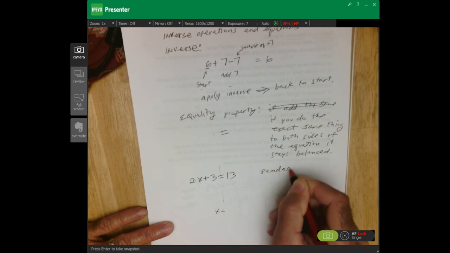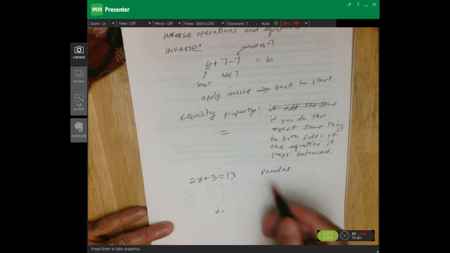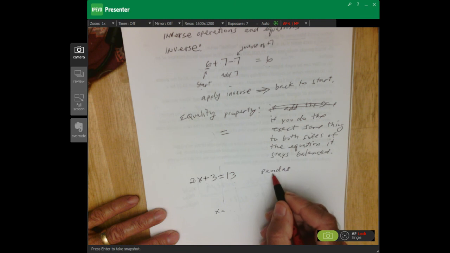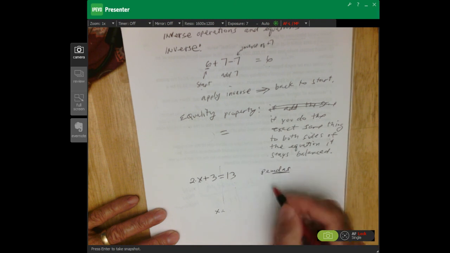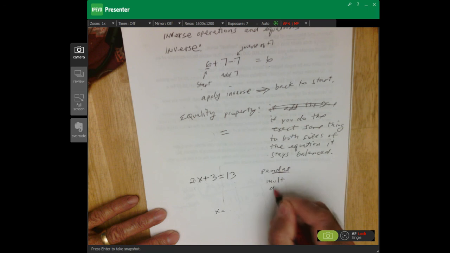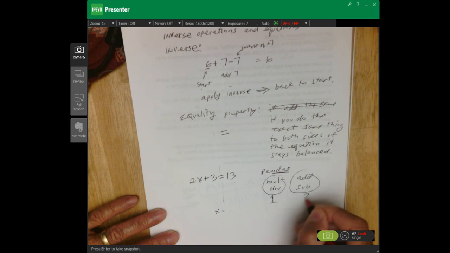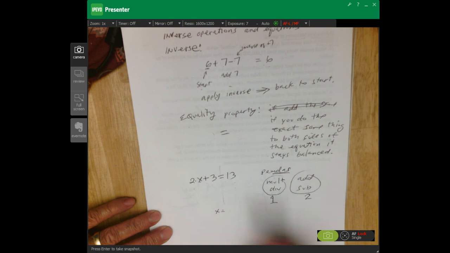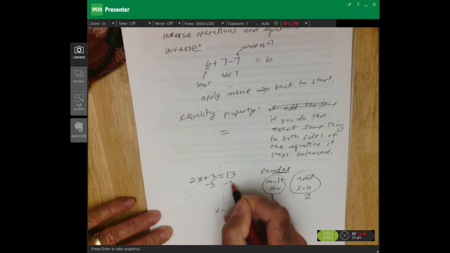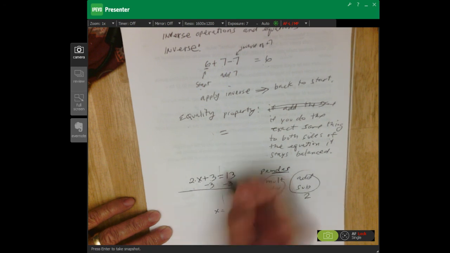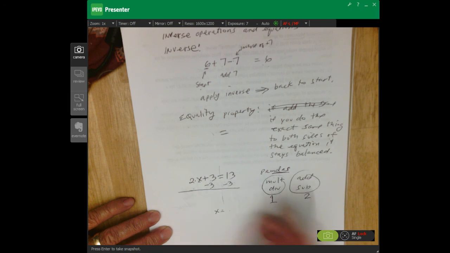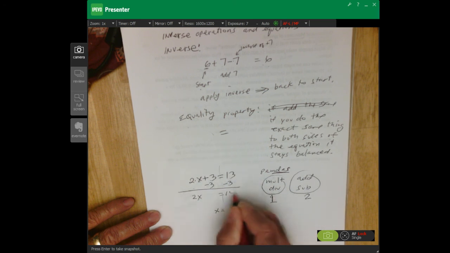You can use PEMDAS to help you remember that. But the main ones that we're going to be concerned with at the beginning are these four right here. Multiplication and division, I'm putting them on top because they go together, so that comes first, and then adding and subtracting. The easiest way to do this is to go in reverse order. So we're going to subtract 3 from both sides, which is the opposite order we would normally go.